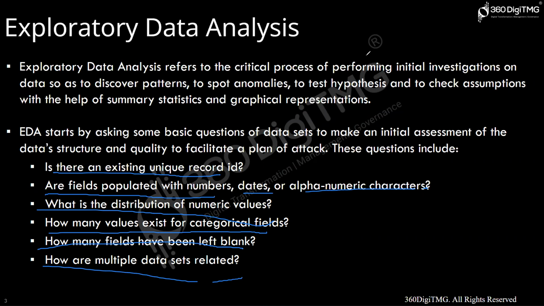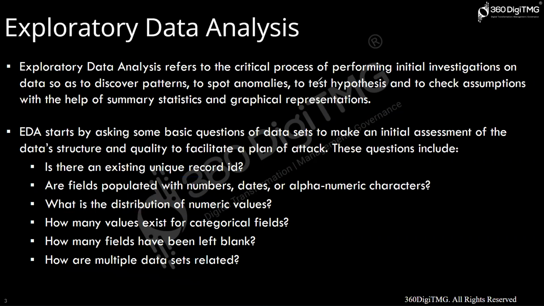These are the basic questions that can arise when using EDA. Is there an existing unique record, or is it the same record? A unique ID means 1, 2, 3. This is unique, right? If I have 1, 1, 1, it is the same thing. Is a unique ID record there or not? Are fields populated with numbers? What is the distribution of numeric values? How many values exist for categorical fields? How many fields have been left blank? Null values, guys, NaN and null. And how are multiple data sets related? For example, one data set is related to customer ID and another to customer name. Are these data sets related by some method? These are the things we can do in EDA, guys.